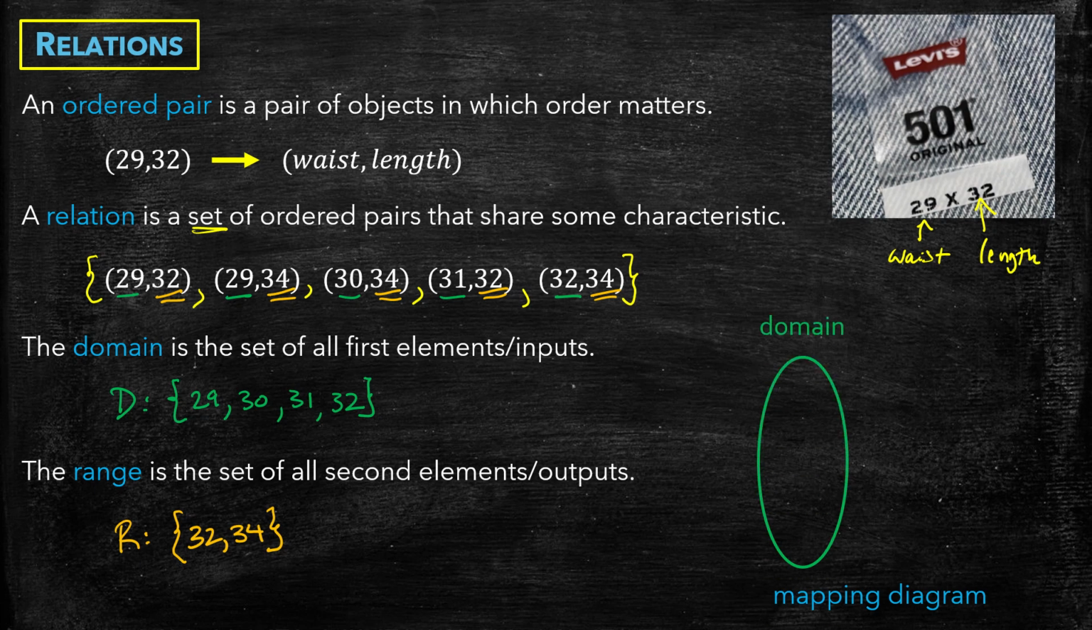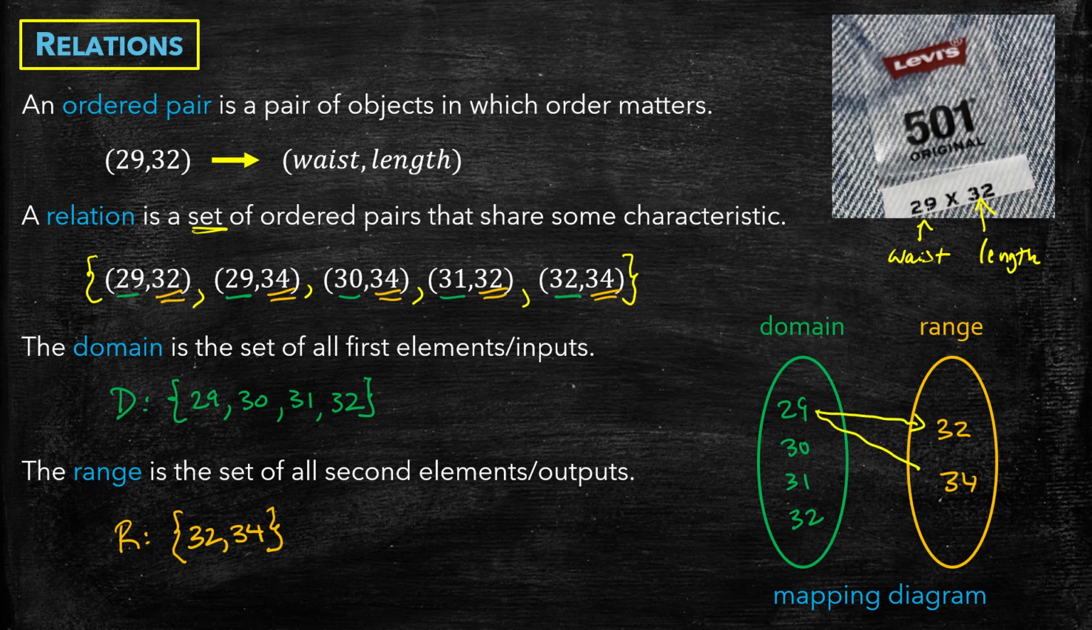And it looks like this. So we put the elements of the domain in here. So we'll put 29, 30, 31, 32. And then we do the same for the range. So we put, let's see, we have 32 and 34. And then we just basically draw some arrows connecting them. So the 29 goes with the 32, and the 29 also pairs with the 34. The 30 pairs with the 34. The 31 pairs with the 32, and the 32 with the 34. And I know this looks a little confusing, but it will help us in establishing what a function is.